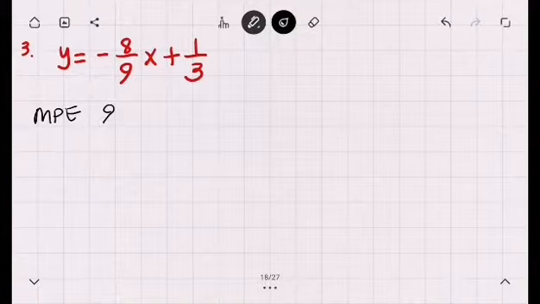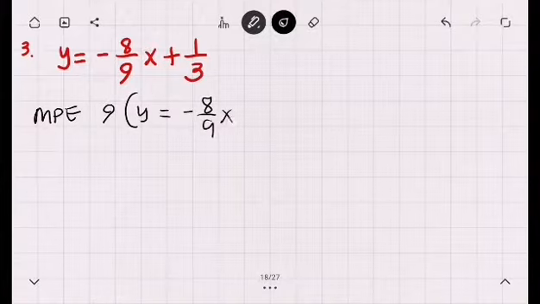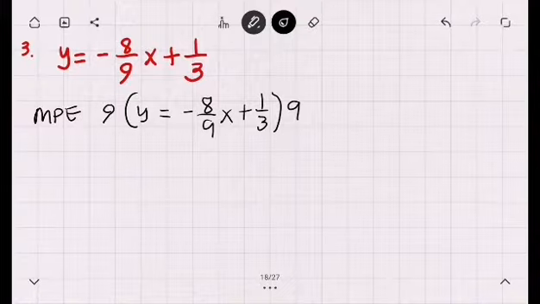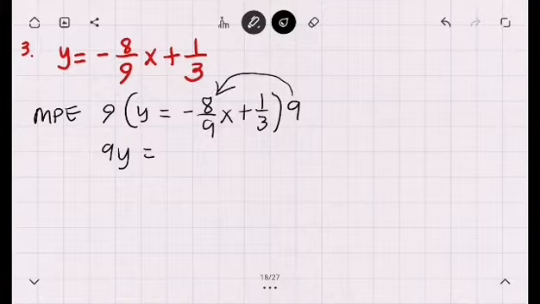positive 9. So, imumultiply natin sa left side. So, yun din yung imumultiply natin sa right side ng equation. So, 9 times y, we have 9y equals negative 8 over 9x times 9. So, imumultiply natin dun sa first term nung nasa right side na expression. So, makakancel itong denominator na 9. So, ang matitira ay negative 8x.